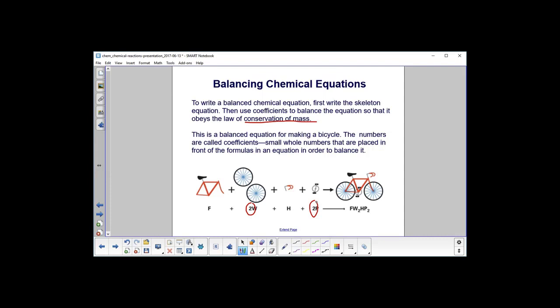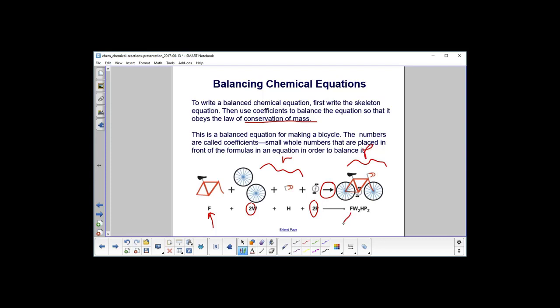Okay, so let's do bicycle parts. I said this was fluorine. It's not. It means frame. So we have one frame. We have 2 wheels. We have 1 set of handlebars, and we have 2 pedals. We put them all together, they react. There's our arrow. So here's your reactants. Just write an R there. And here's your product.